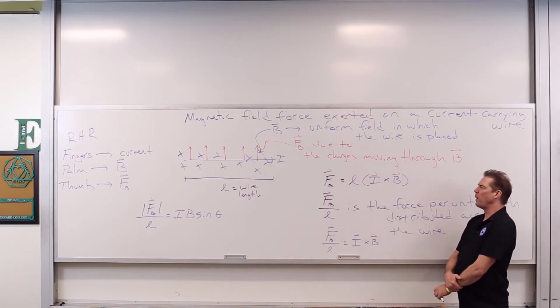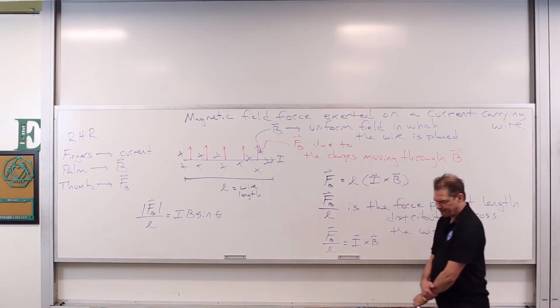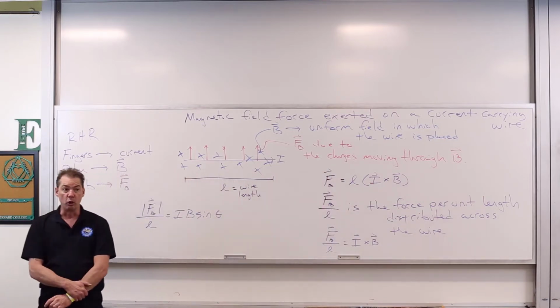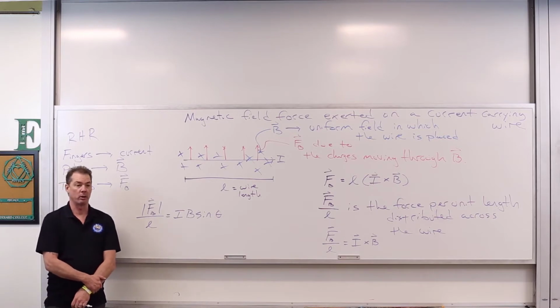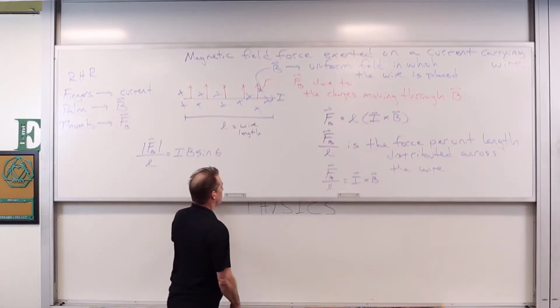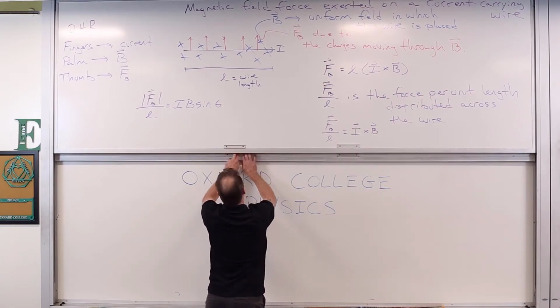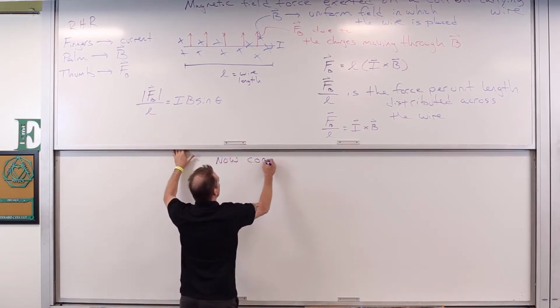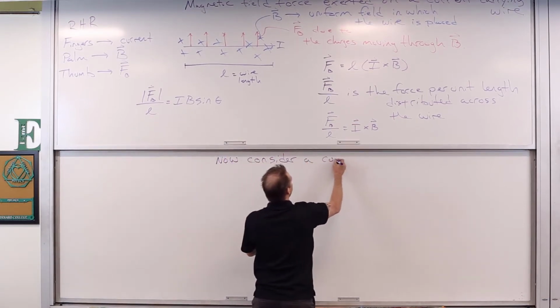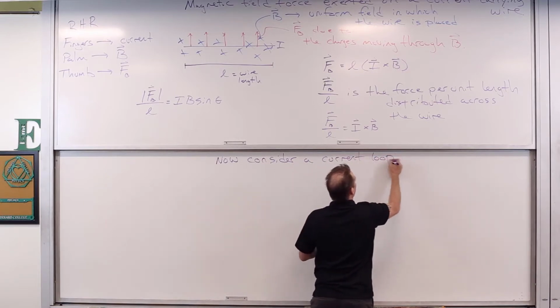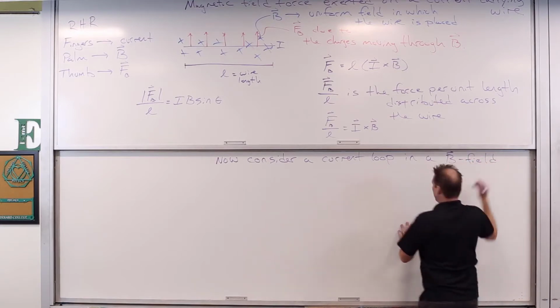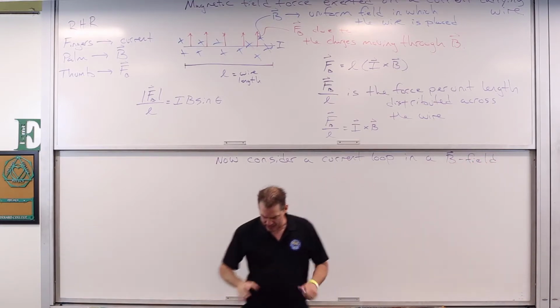It's not so much just one singular wire immersed in the magnetic field, but what happens if we have sort of an extension? If we have, say, like a current loop that's immersed within a magnetic field. So that's what we want to focus our attention on really quick here. I should say really quick because it's really not that quick. But now consider a current loop in a magnetic field. I'm going to make it into like a rectangular loop.